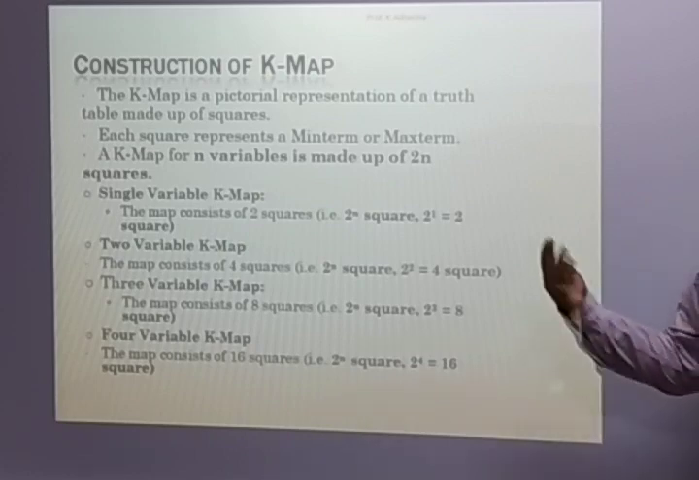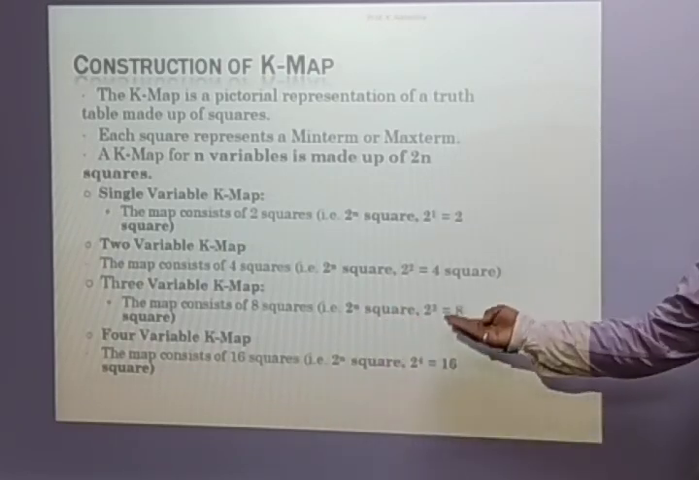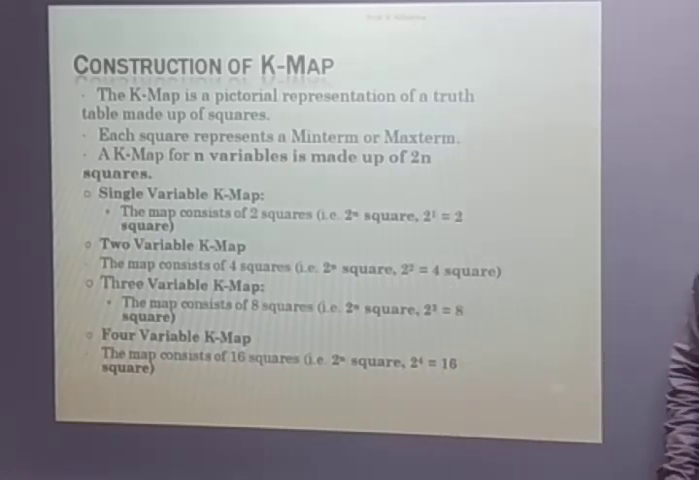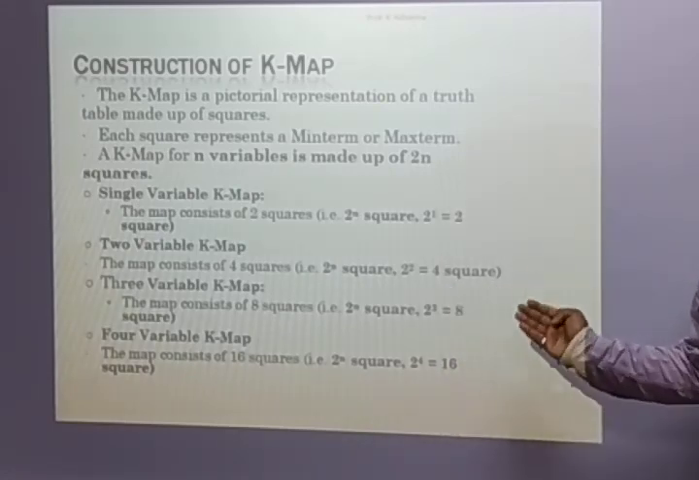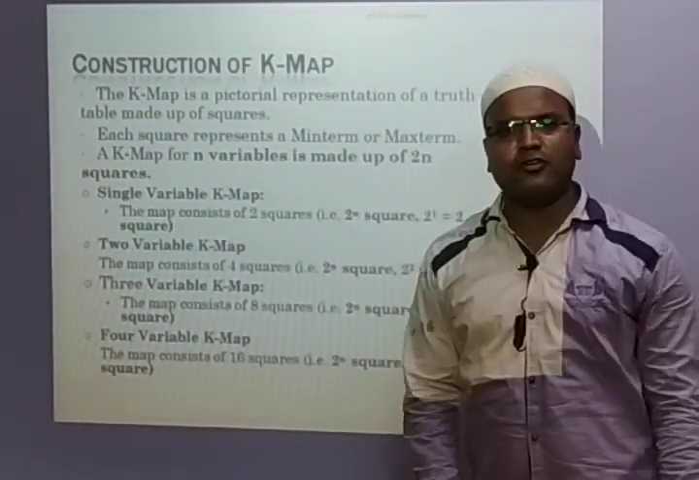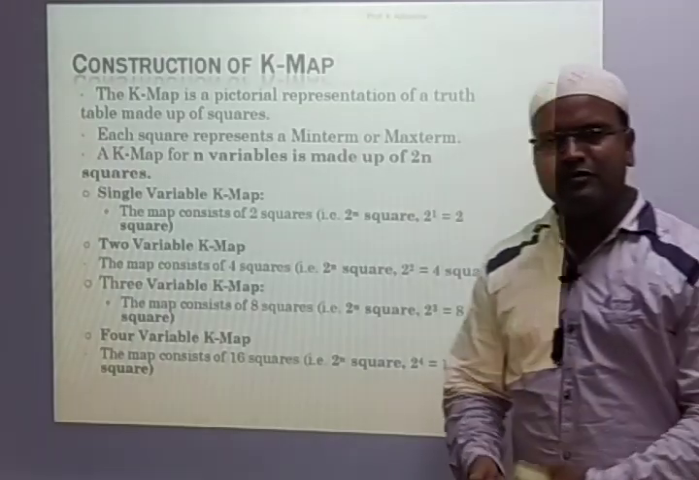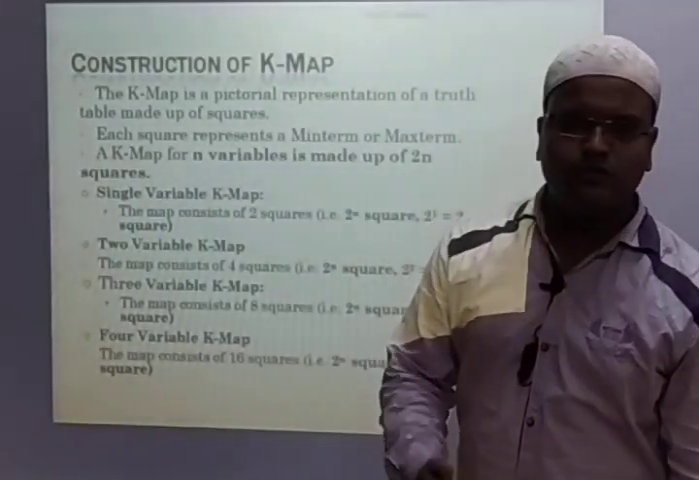2 variables, 4 combinations. Likewise, we have 3 variables and 4 variables. 3 variables means 2 power 3, that is 8, so the min terms are from 0 to 7. Likewise, with 4 variables, the values are 2 power 4, that is 16. So what are the min terms? The min terms start from 0 to 15.